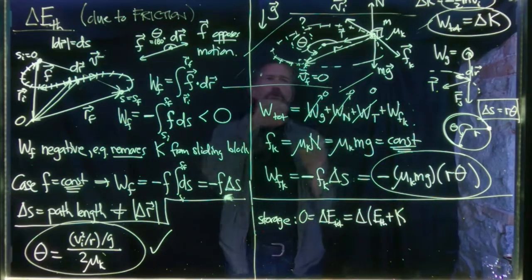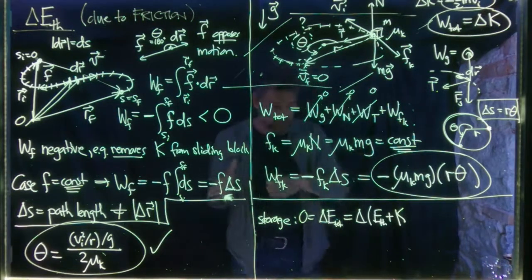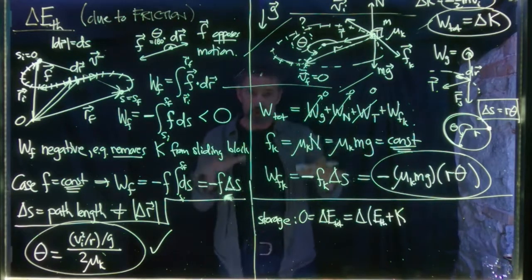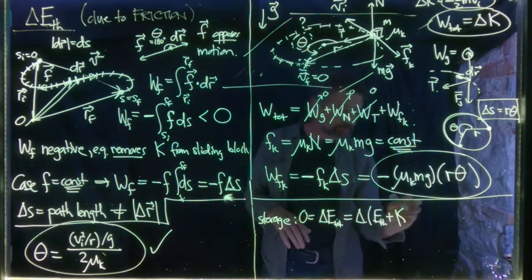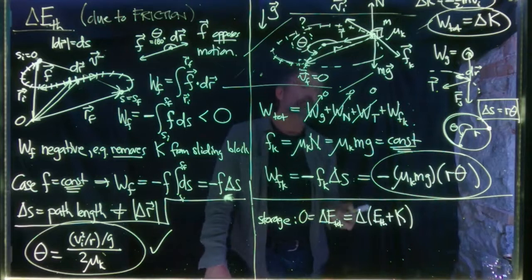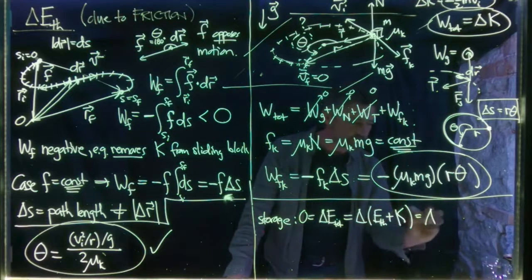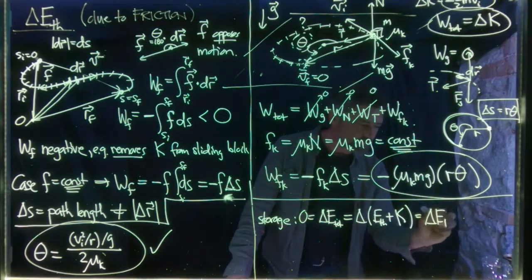And you might think, well, maybe there's changes in gravitational field. Well, no, because the block hasn't raised up or down. It's always stayed on a level surface. There's been no changes in the gravitational energy and so on. So the only two forms of energy that are relevant here, that nature can store energy in, are thermal and kinetic. And so the change in the sum is the sum of the changes. So change in thermal plus change in kinetic.